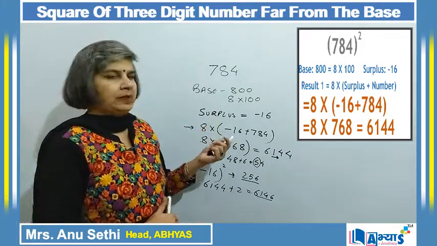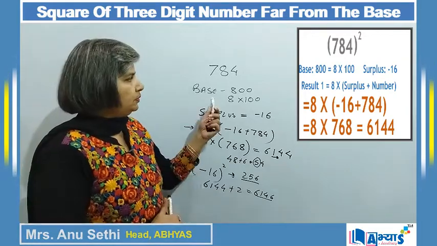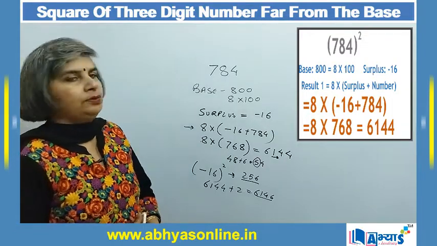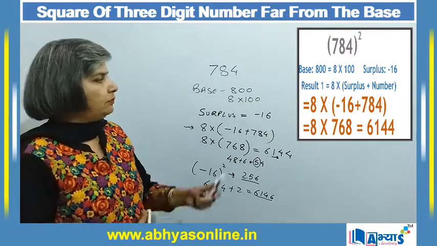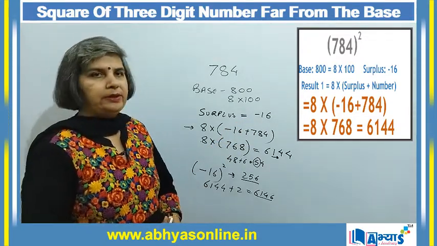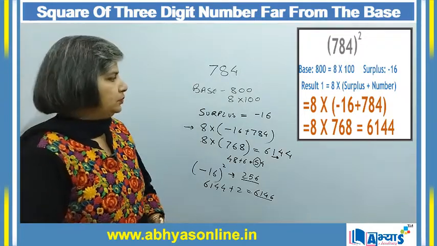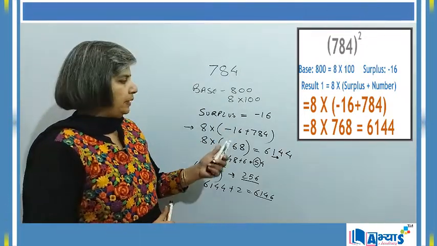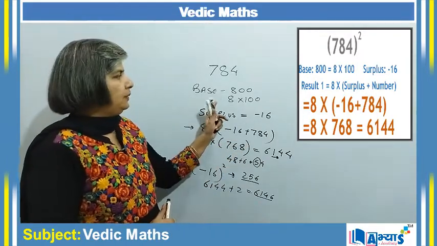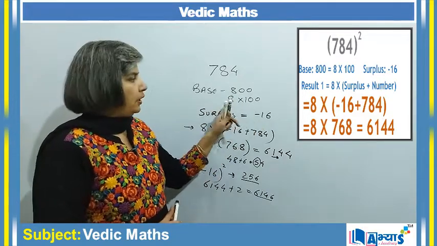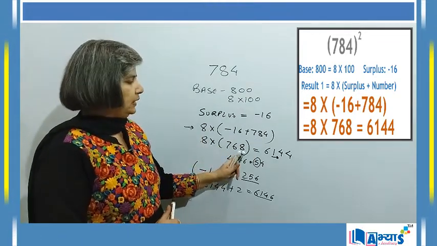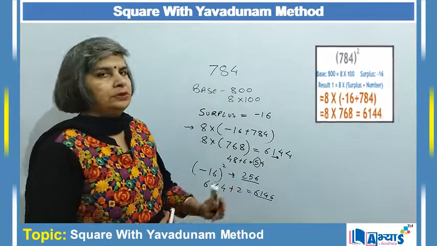So the first step is the same, that I am finding the surplus. Now the surplus of 784 is a number which when added to 800 will result in 784. So we see that the surplus is minus 16, because whenever we add minus 16 to 800 I will get 784. So I have added this surplus to the number, so minus 16 plus 784 will result in 768. Now we see that the base is 800, that is 8 into 100. So I have used this 8 and multiplied the sum with 8. Now 8 into 768 will result in 6144. So this is result 1.